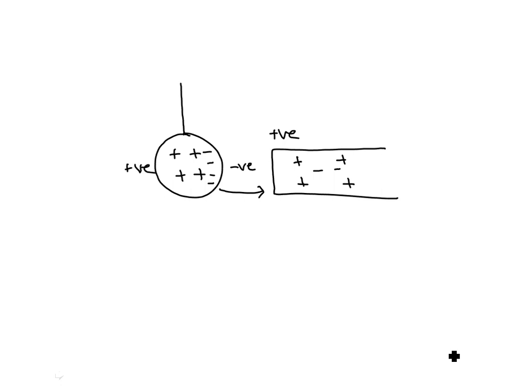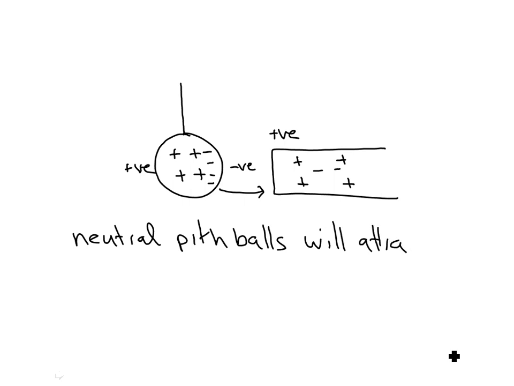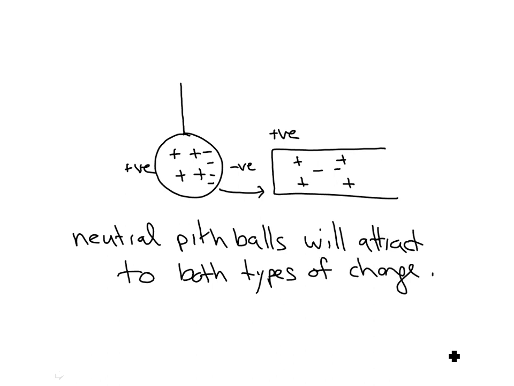What I am going to put is: neutral pith balls will attract to both types of charge. You can see that in everyday life. If you take a comb and comb your hair and you get it charged and you bring it to some little pieces of paper, that neutral paper will attract to it, whether it's a positive or a negative.